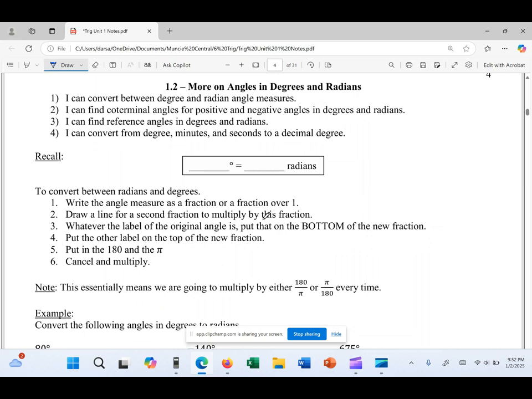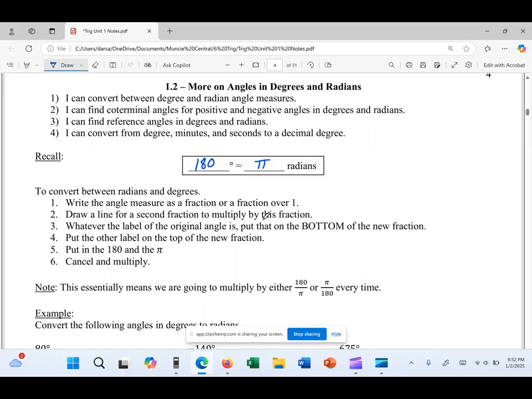Let's work on converting between degrees and radians. Remember, degrees and radians are just two different ways of measuring an angle. Just like you can measure a distance in feet or inches, you can measure an angle in degrees or radians. The most important thing to know about degrees and radians is that 180 degrees is equal to pi worth of radians. That's what we're going to want to keep equal to one another.